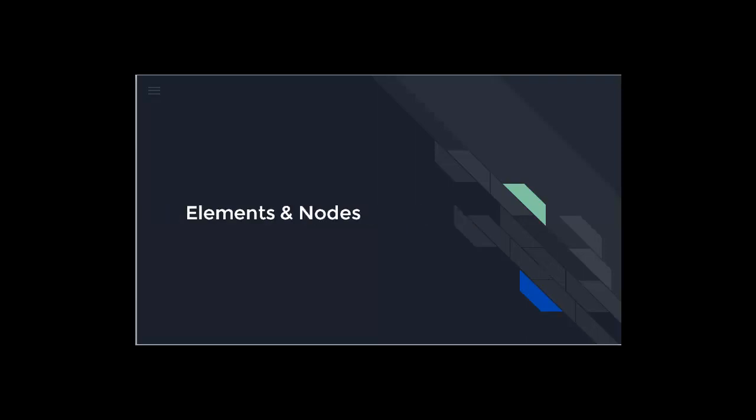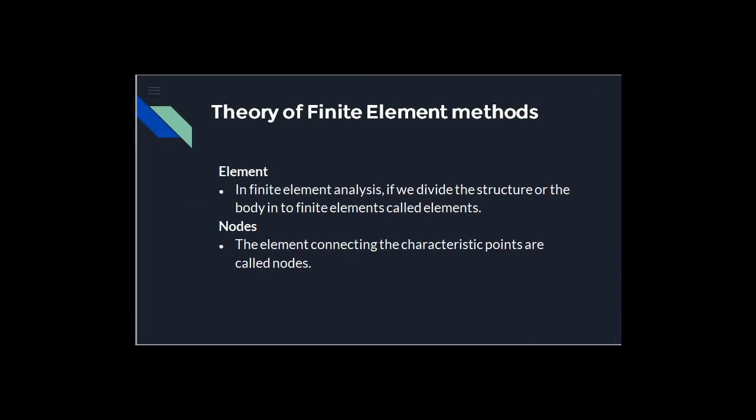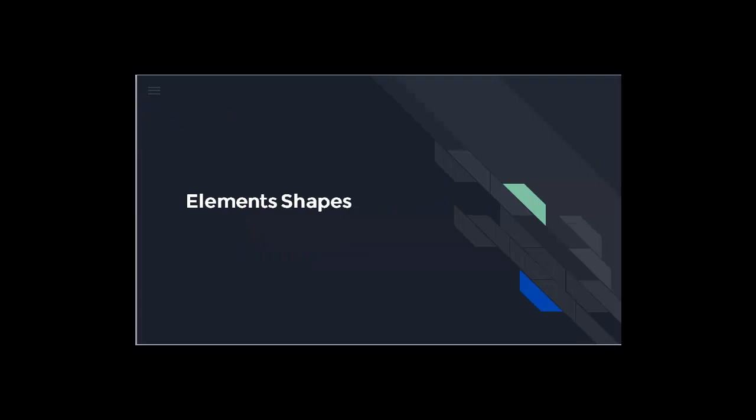In finite element method, the parts resulting from subdividing the entire structure into smaller portions are called elements, and these elements are connected by means of nodes. The characteristic points connecting the elements are called nodes, and the smaller portions resulting after subdividing the entire structure are called elements. Now let us see the different elements and the shapes involved in finite element analysis.